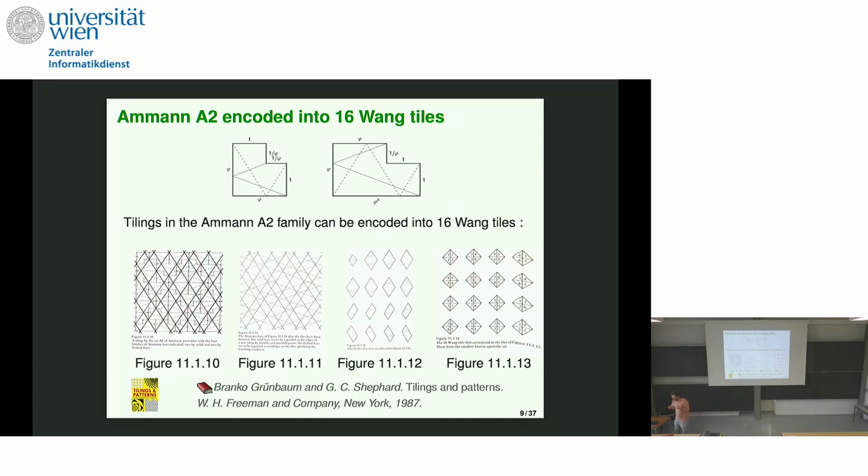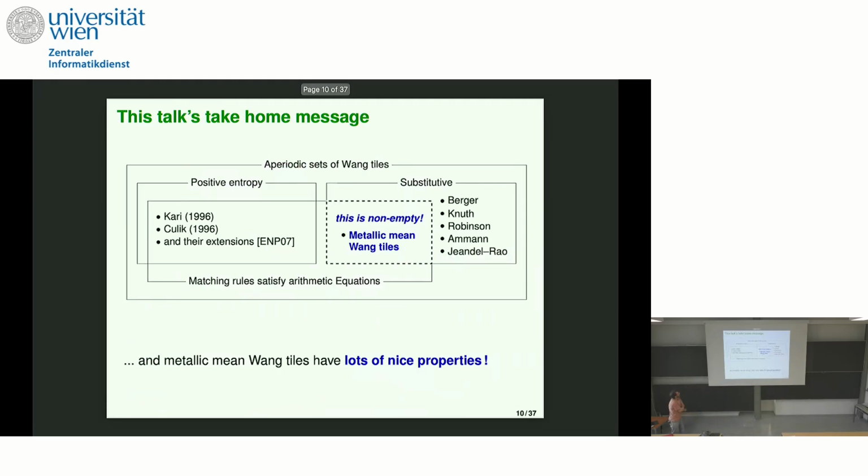There's no arithmetic value here, right? But this one is symmetric. For each tile, you have its reverse version. So it's a very nice set to look at. So based on this set, if we look at it more closely, we can find it belongs to a family, which is the take-home message for today. It's the metallic mean Wang tiles.